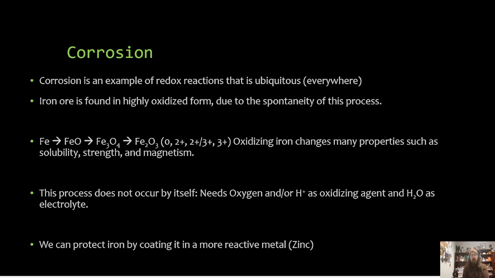So iron will start by converting to iron 2+. And then the iron 2+ will convert to magnetite, which is a mixed iron 3, iron 4 oxide. And then it will fully convert to hematite, which is iron 3+. We lose a lot of different properties as it goes. For example, solubility changes, strength changes. Hematite is very brittle. Iron and iron oxide is very strong.